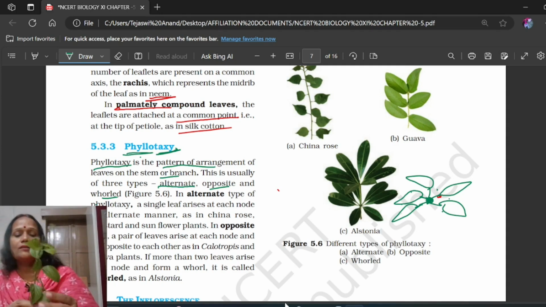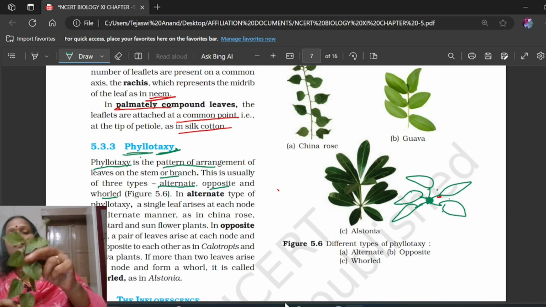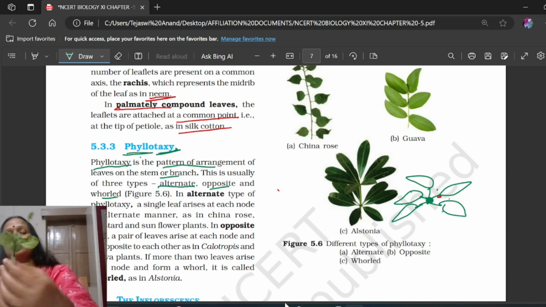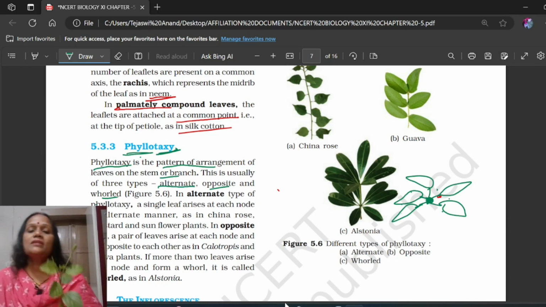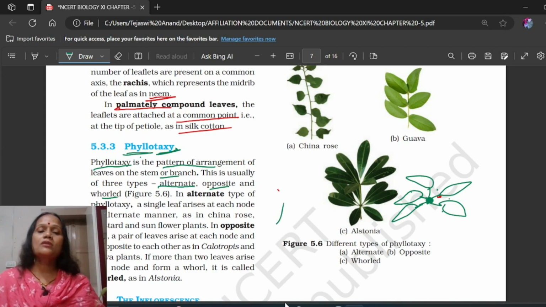Here you see that one leaf is here, another leaf is here, a third leaf here, a fourth leaf here, and the fifth on this side, this side. That means the leaves are found on both sides of the branches. One on this side, this side, this side. Such an arrangement is called alternate arrangement.